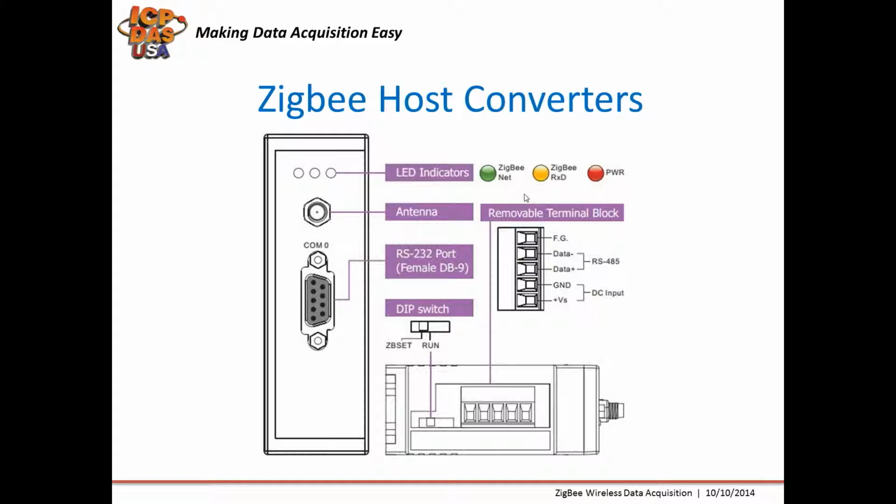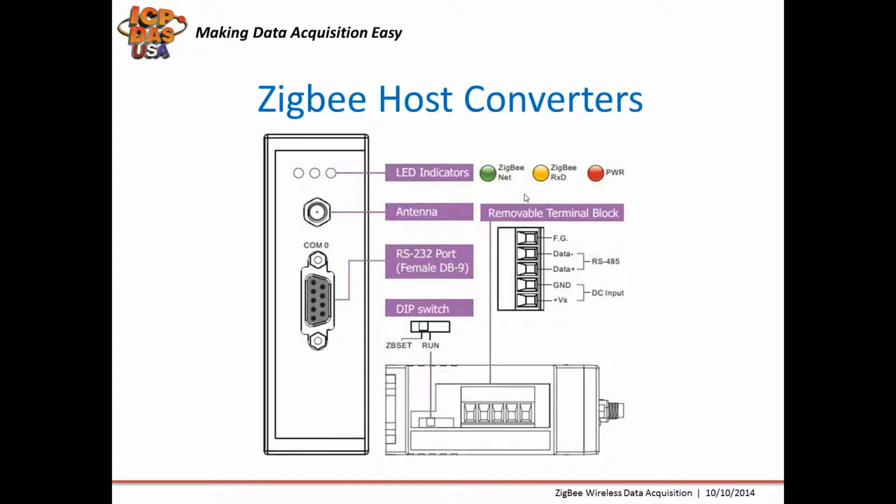ZigBee host converters like ZT2550 have LED indicators that show ZigBee network communication, data transmission, and power. So you could see the green indicator indicates the network communication, the yellow one shows the data transmission, and the red one shows the power. So if there's ZigBee network communication, the green one will be on. If there's data transmission, the yellow one is going to be blinking, and the red one should be solid if it's on.